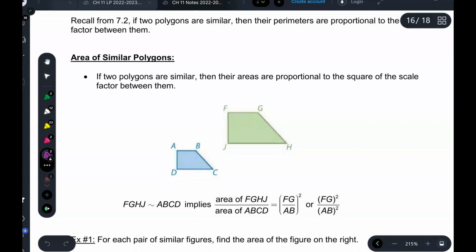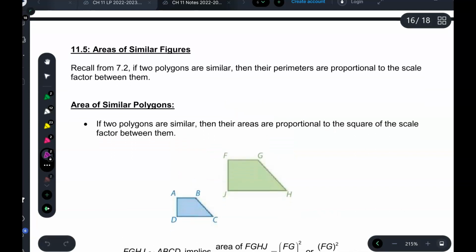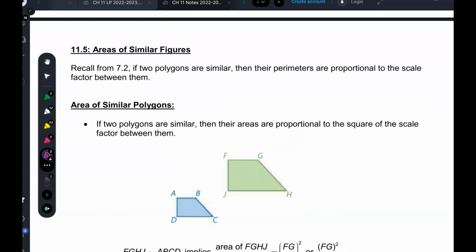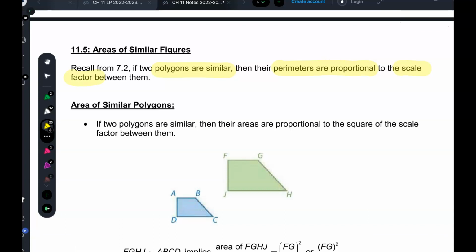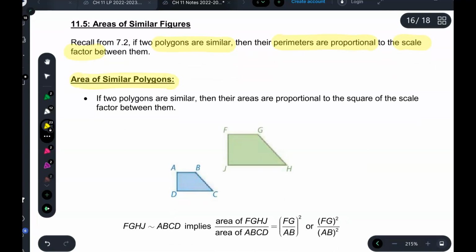So, also, perimeters are proportional, and they have the same scale factor, which is what we were just saying: the sides have the same ratios. Okay, so area.